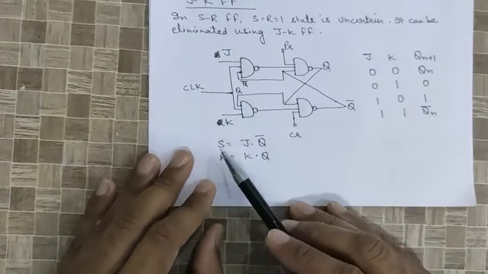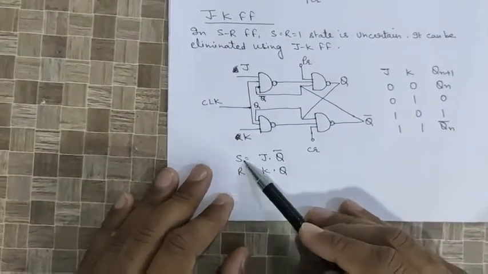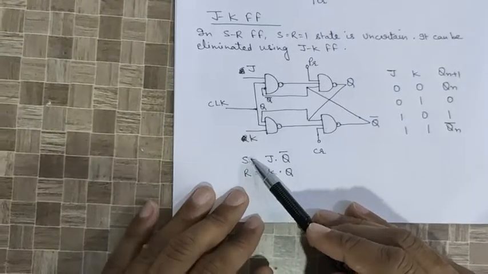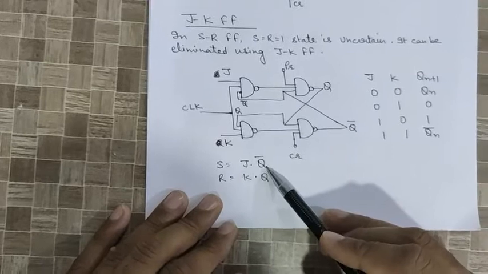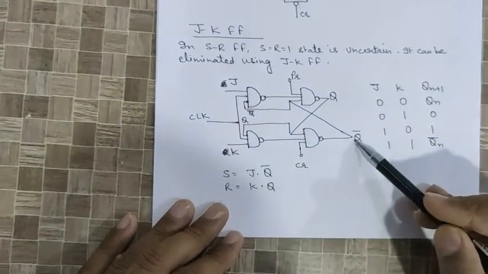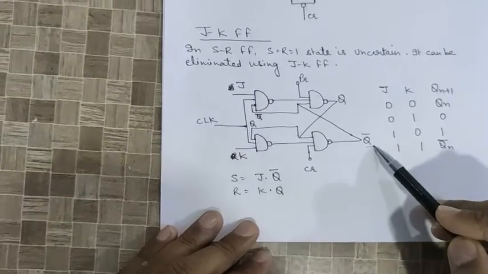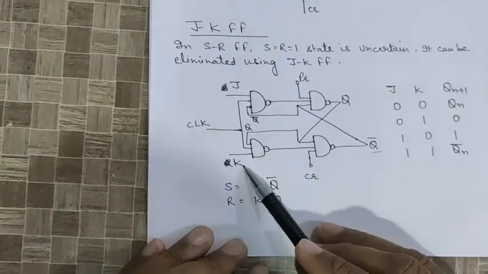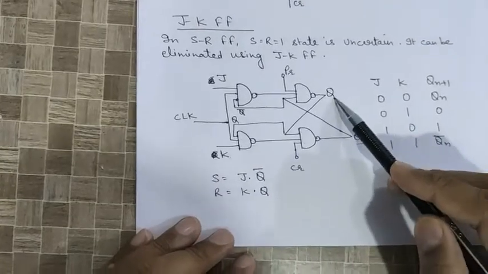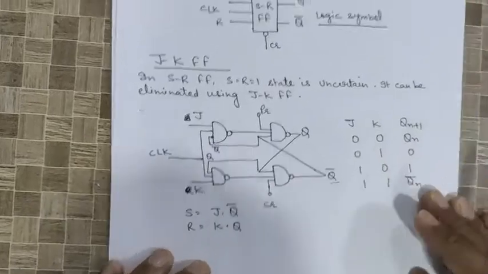As you can see, S is equal to J into Q bar, meaning instead of using S directly as input, we will be using an AND gate with the inputs J and Q bar: J and the previous state, or you can say the present state, complementary output Q bar. Similarly, R is obtained with K as input and Q, the present state output, as input. So K into Q. Now about the truth table.